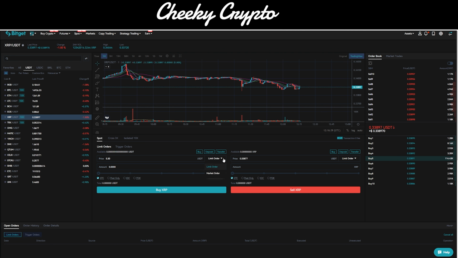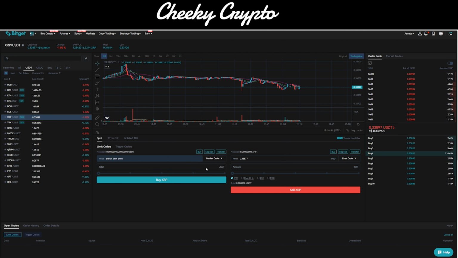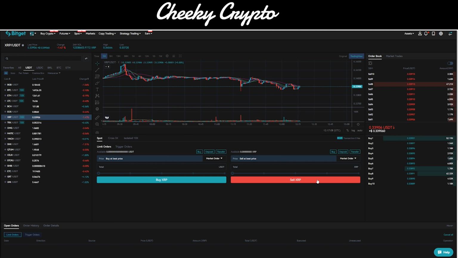You can, of course, change this drop-down menu and change it into a market order. That basically just takes the current price as it is over here on the right-hand side, and you can just say, I want to buy X amount of XRP, total USDT value, and then click buy, and that'll buy it straight away at the current market price. That might push the price up a little bit, or down a little bit. The same thing applies if you're looking to sell XRP. You can do it on a limit order, which allows you to put the price in, or on a market order, which sells it at whatever the price is right now.